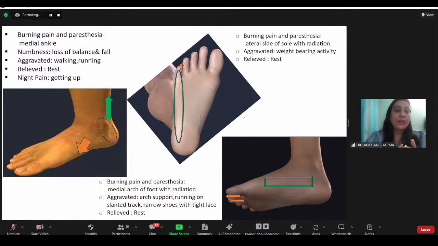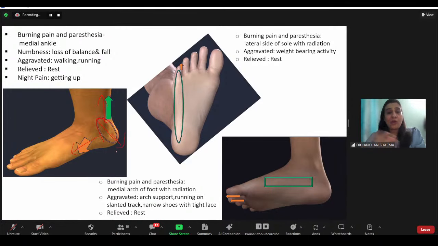Now, if I'm talking about a tibial nerve entrapment inside the proximal tarsal tunnel, obviously, I can have a pain which will be radiating up or towards this foot, or it may be going towards the heel. But maximum problem I'll be having is towards the medial malleolus.